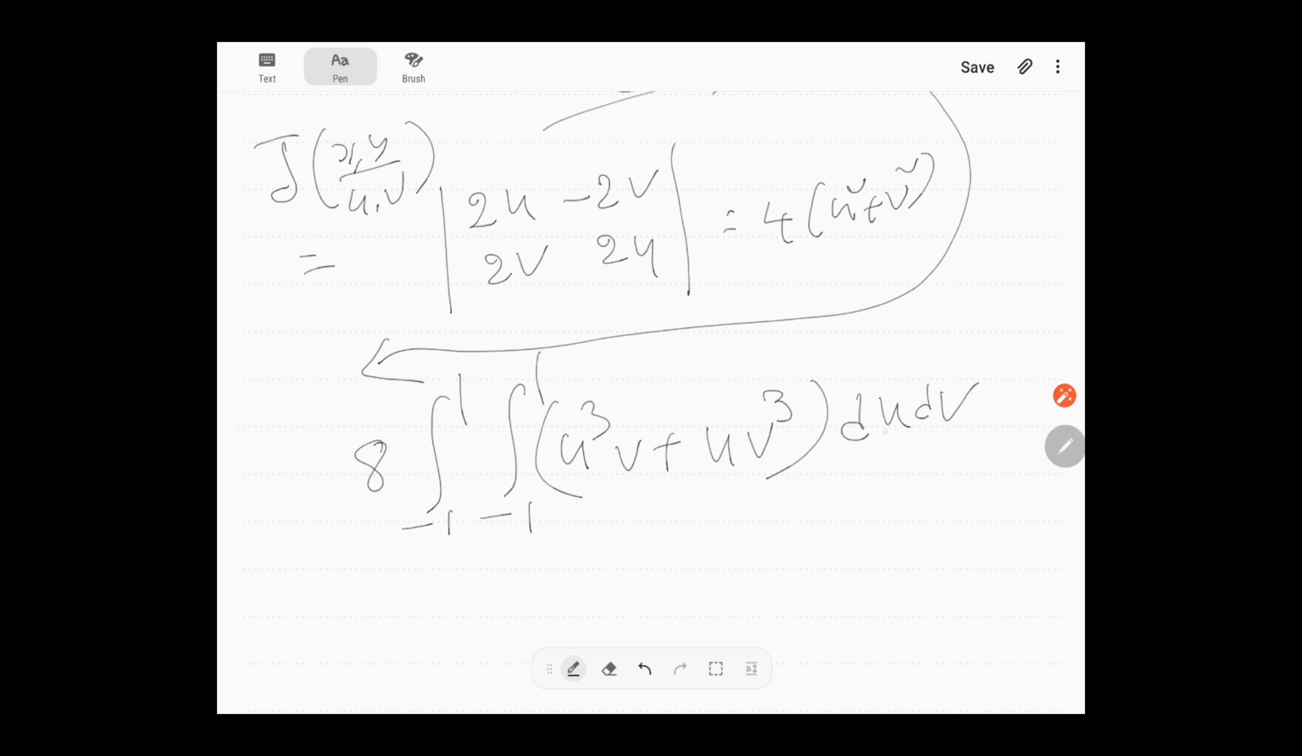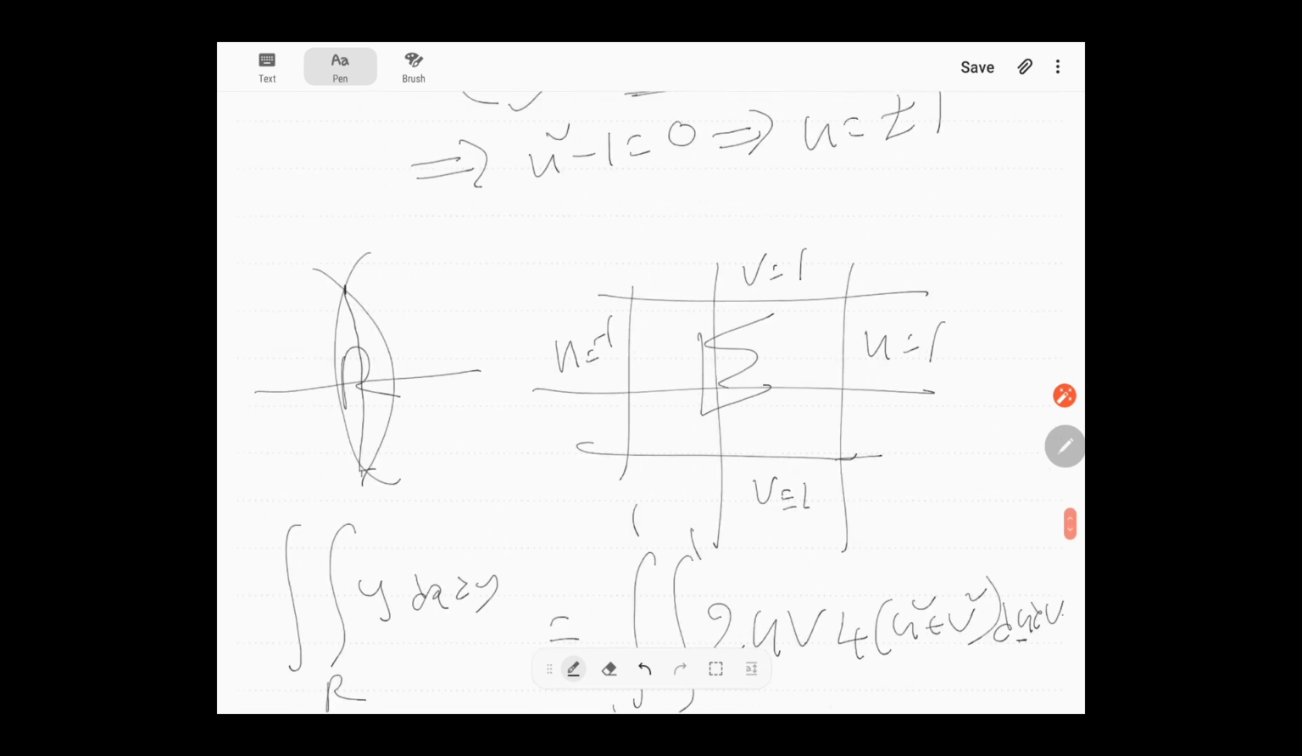First, I need to integrate with respect to u. So this u cube is an odd function. Therefore, that integral value is 0. Here also u is an odd function. That integral value is 0. So this integral value is 0.